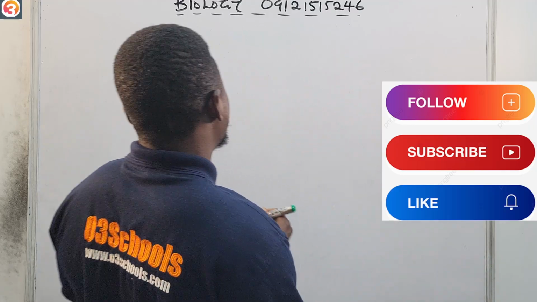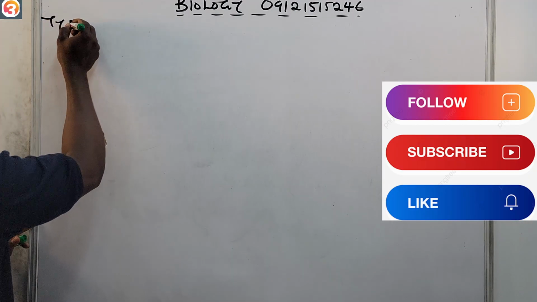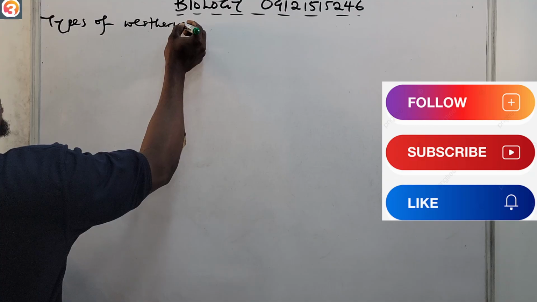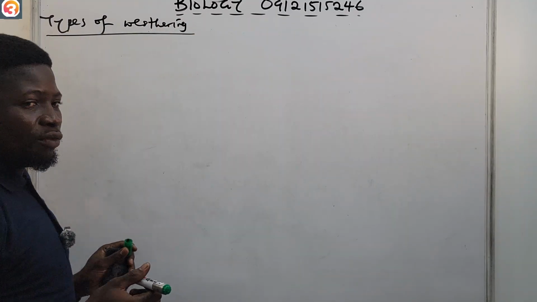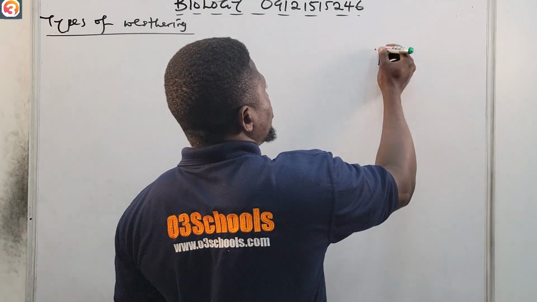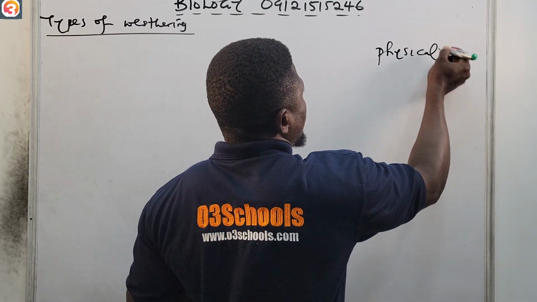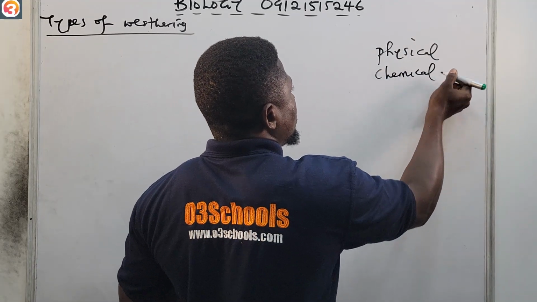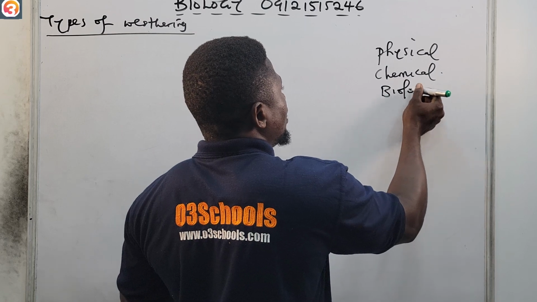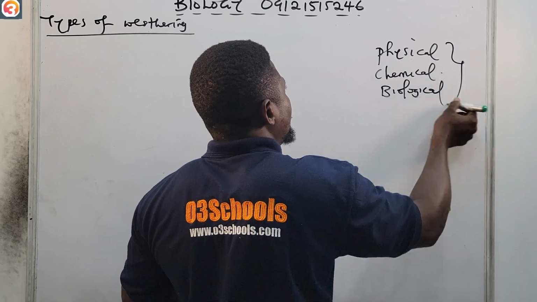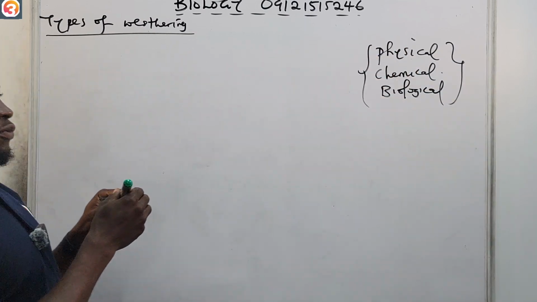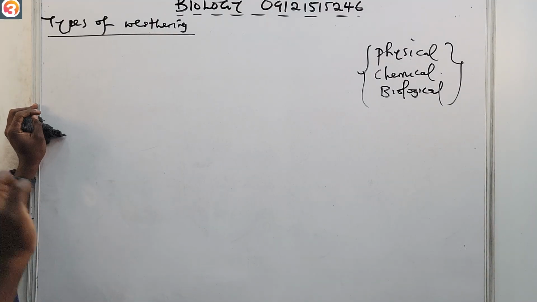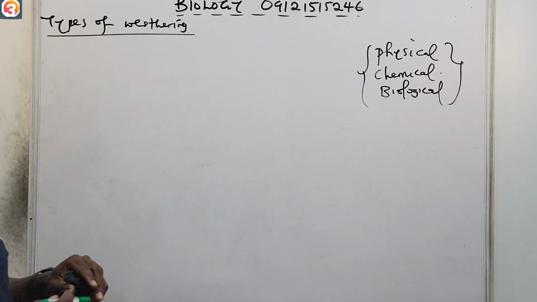Okay, so let us look at the types of weathering. Now we have three types of weathering. Number one, we have the physical weathering. We have the chemical weathering. Then we have the biological weathering. So these are the three types of weathering that we have: physical, chemical, and then biological weathering.